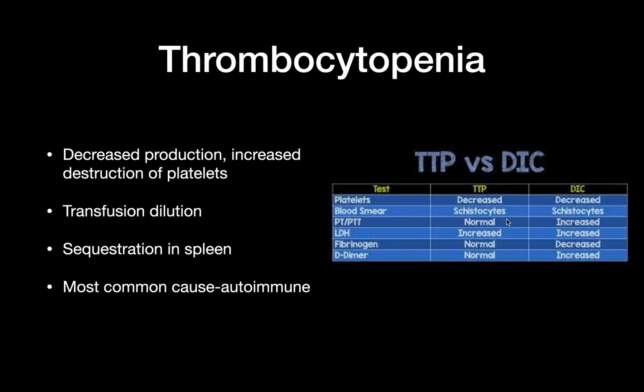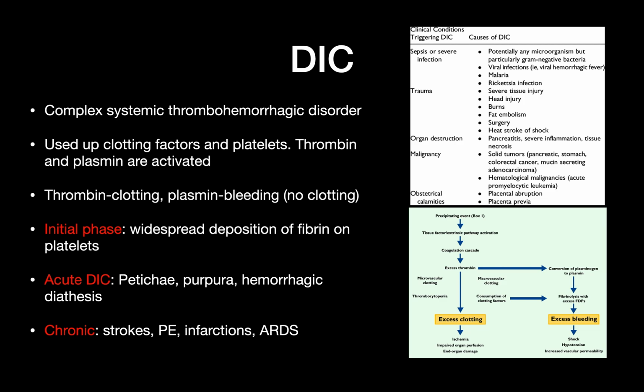In particular, there's a difference between the PT and PTT. In TTP, it's going to be normal, while in DIC, it's going to be increased. D-dimer is going to be normal in TTP, but in DIC, it's going to be increased.